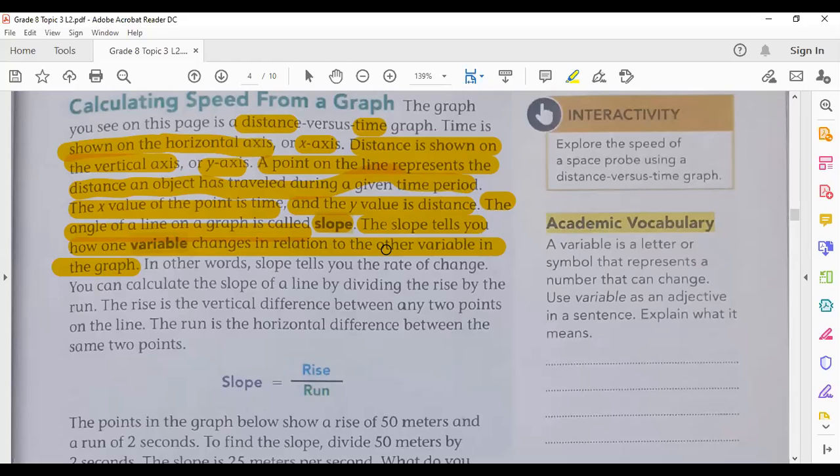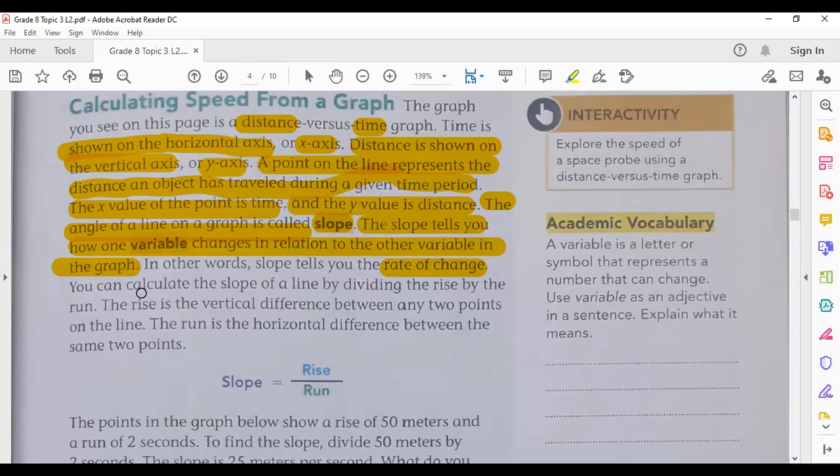Now, how can we calculate the slope? We will see now. In other words, slope tells you the rate of change. Any slope tells us the rate of change. By the way, we can represent chemical reactions by using these graphs to tell us the rate of change of a chemical reaction. Also, we can use this graph to tell us how the distance changes in relation to time.